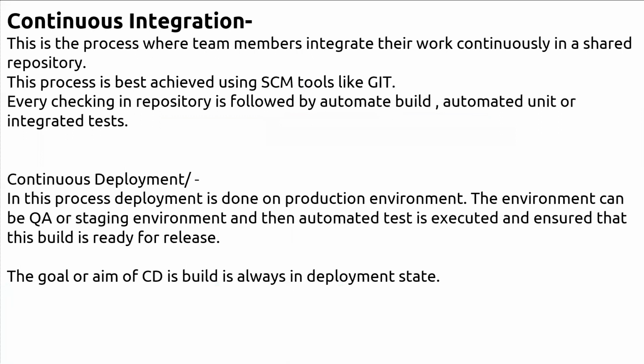Now, continuous integration is what we are talking about throughout Jenkins, when we talk about the Jenkins pipeline, deployment, and integration. So let's understand what continuous integration is. This is a process where team members integrate their work continuously in a shared repository. The pipeline is a completely shared repository where we share the jobs among the team members. This process is best achieved by an SCM tool like Git, which helps us integrate the process. Every check-in to the repository is followed by an automatic build and automatic unit or integration tests.